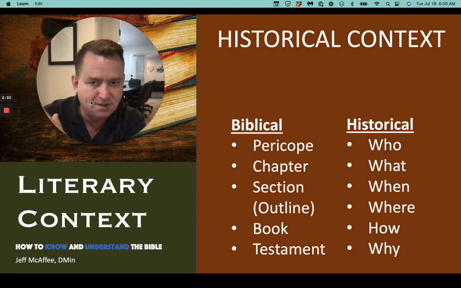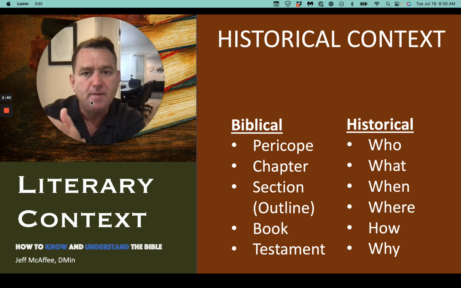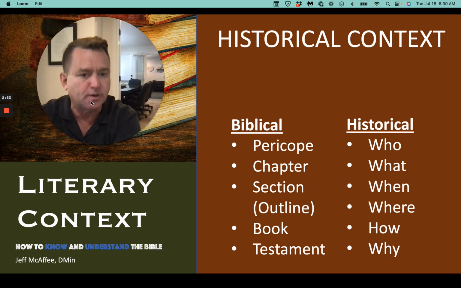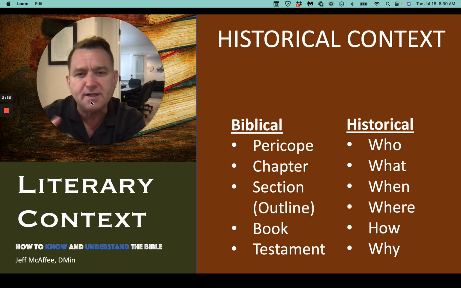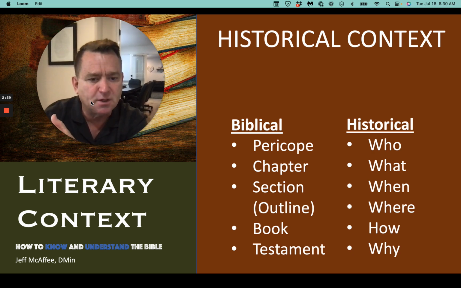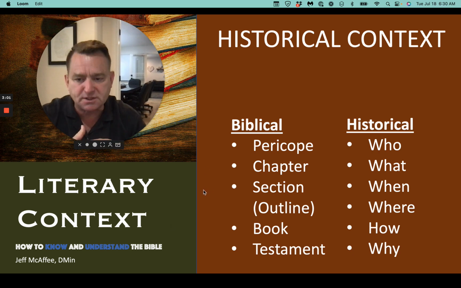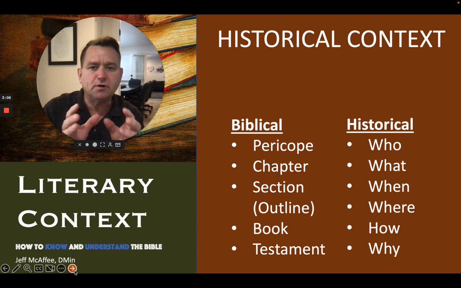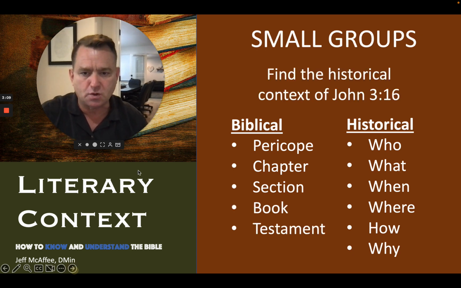The historical context, we interrogate the text. We ask the question, who is the author? Who is the audience? What is going on? When was this written? When was it received? When was this story? When did it occur? Where? Where was the book written? Where is the audience to whom it was written? And where is this little story taking place in this particular book? How did these things happen? Why did they happen? Etc. So this is how we situate the verse within its biblical and historical context.